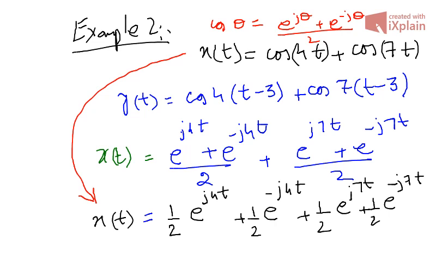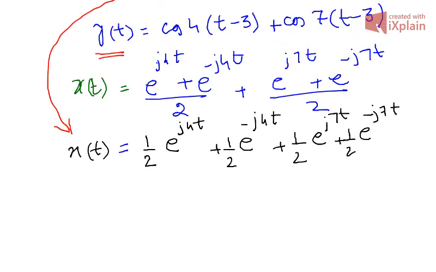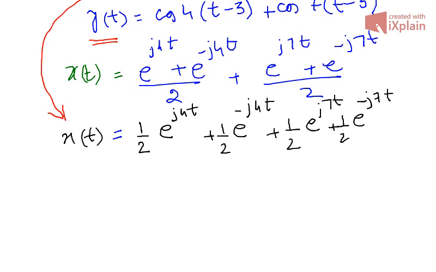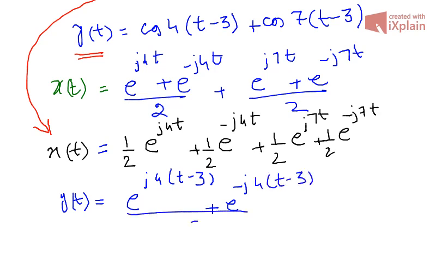We have written this input using Euler identity. So let's write our output, which is y of t, in the form of complex exponentials, right? So let's try this one. Let me write this output y of t. If we write the output y of t, we can say that our y of t is basically e raised to the power j(4t minus 3) plus e raised to the power minus j(4t minus 3) over 2.